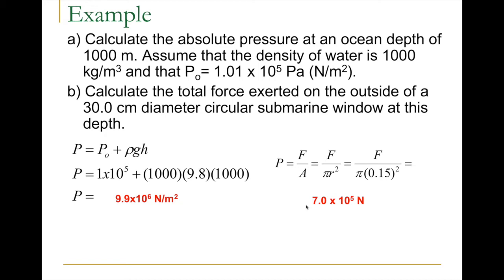The trickier question comes when we have to do something like calculate the total force exerted on the outside of a 30 centimeter diameter circular submarine window at this depth. Well, in this case now, we know the exterior pressure is 9.9 times 10 to the 6 newtons per meter squared. We know that it is going to be interacting with the area of the circular window itself, which we can calculate with pi r squared. And so with our equation for pressure, we can simply solve for force to get our answer of 7 times 10 to the 5 newtons, a significant force for sure.